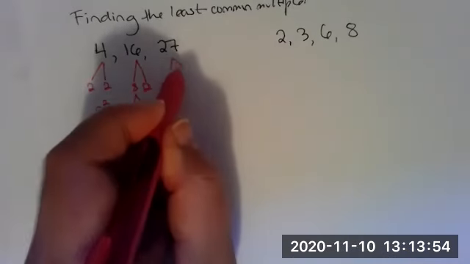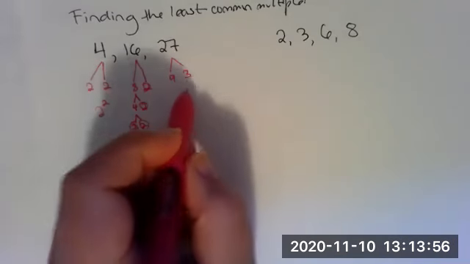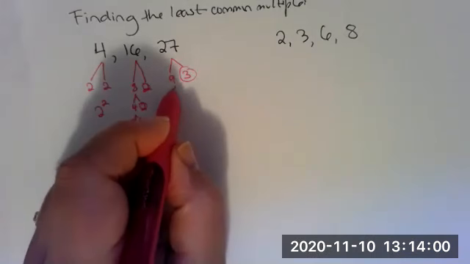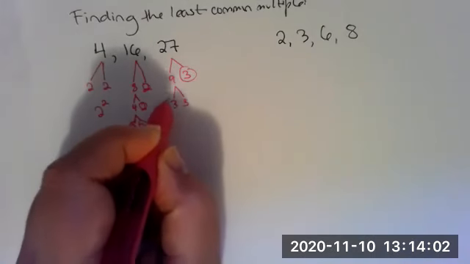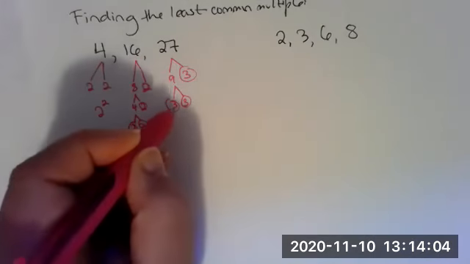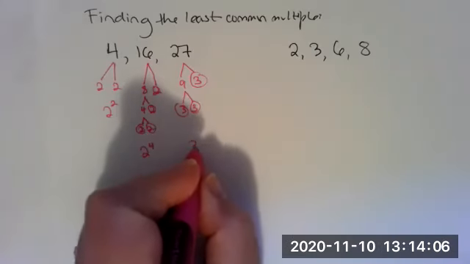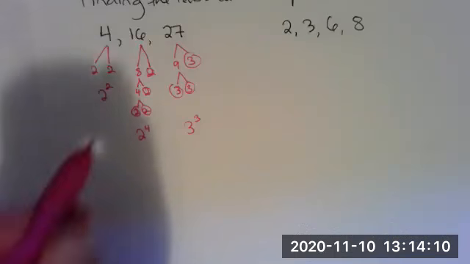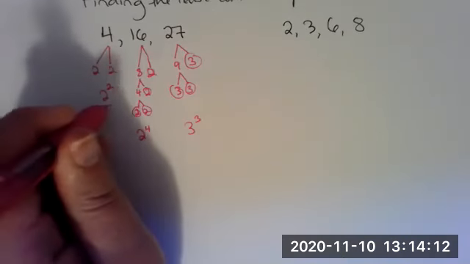27 I can break down into 9 and 3. 3 can't be broken down anymore because that's a prime number. 9 I can break down into 3 and 3. Okay, so that's it. I can't break it down anymore. So that'll be 3 to the 3rd. Now I've got all these numbers broken down into their prime factorizations.